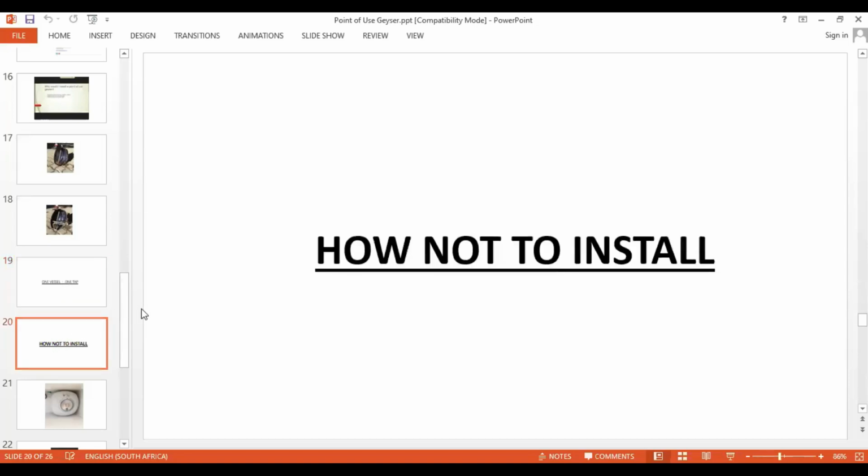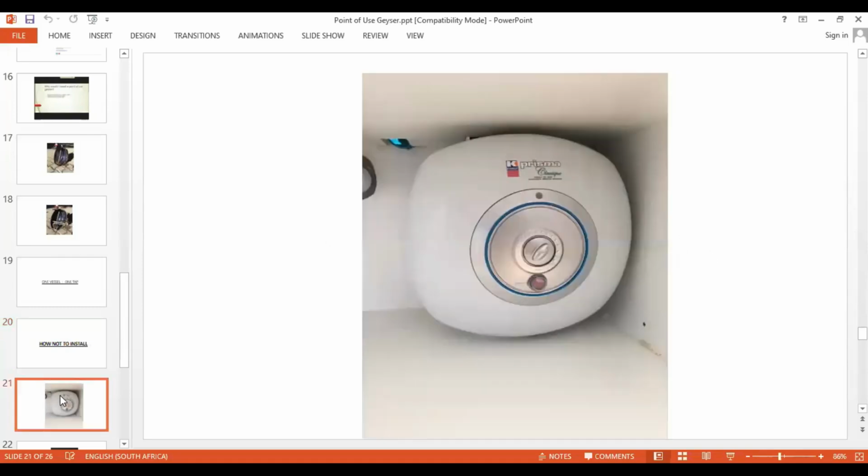So now that you know all of that, how to install, this is how you don't install. So what I've explained now is if you're not installing it the way that it's just been explained and shown, then it is wrong. It is non-compliant. So how not to install?